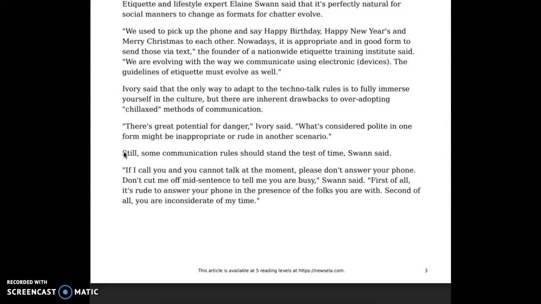Ivory said that the only way to adopt the techno-talk rules is to fully immerse yourself in the culture. There are inherent drawbacks to adopting chillaxed methods of communication. There's great potential for danger, Ivory said. What's considered polite in one form might be inappropriate or rude in another scenario. Still, some communication rules should stand the test of time, Swan said.